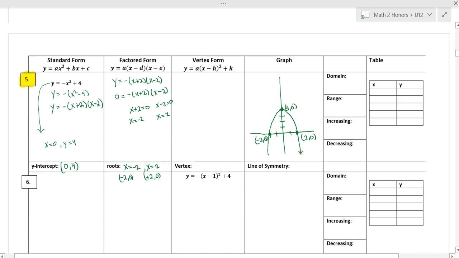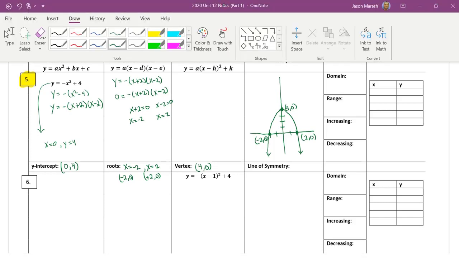We see, just from looking at the graph, that the y-intercept is the vertex in this case. That will not always be the case, but with these three problems that we've just gone over, that is the case. Line of symmetry is, I'm sorry, I wrote the vertex wrong. I mixed up the 4 and the 0. Let me fix that.